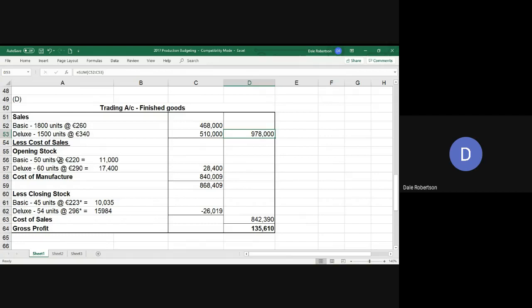Now our opening stocks. You're told in the question, the second piece of information in the whole question, that the opening stocks are 50 units of basics by 220, which multiply out to 11,000, and 60 units of 290, which is 17,400. You combine them together to get a total opening stock of 28,400.